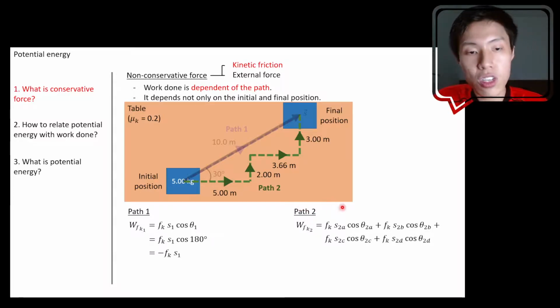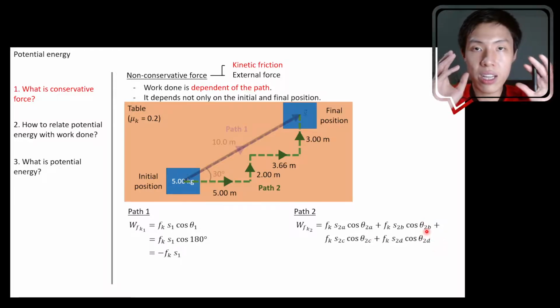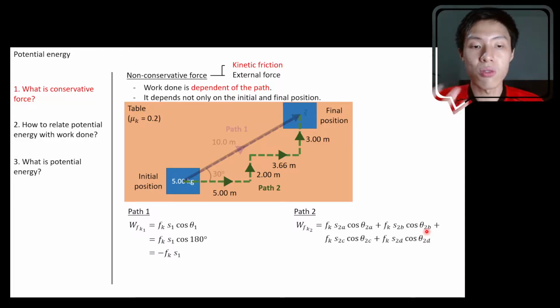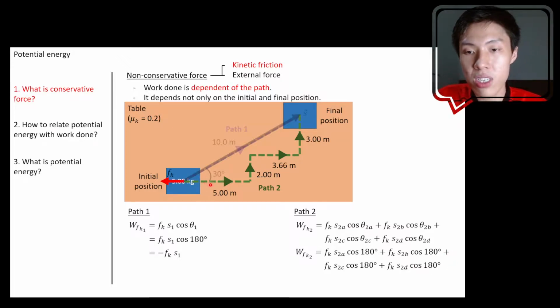So again, I'm more interested in the angles, which are theta 2a, theta 2b, theta 2c, and theta 2d. And I believe based on your understanding that kinetic friction is opposite the direction of motion, you know that all these angles here should be 180 degrees. But let's show it explicitly in the diagram. For the first portion of the journey, you are moving to the right, therefore the direction of friction is pointing to the left, and the angle between them is 180 degrees.